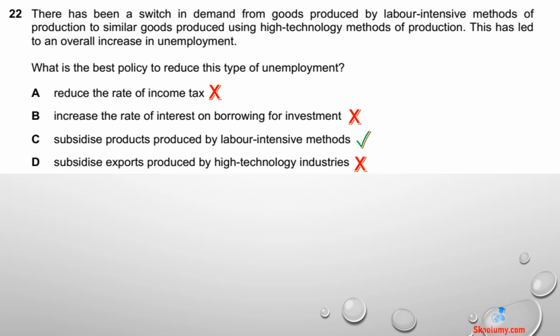It will affect investment in producing both types of goods. D is wrong, because subsidizing exports produced by high-technology industries reduces their prices and increases demand for them at the expense of those made by labor-intensive methods.